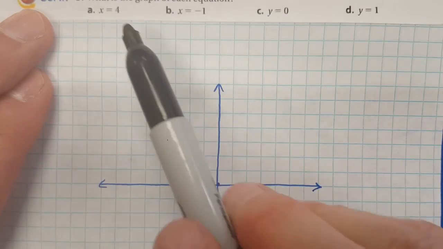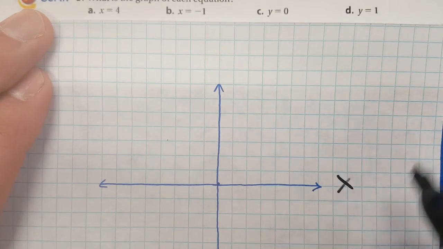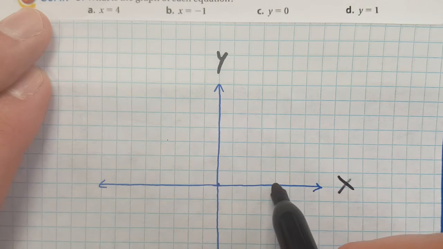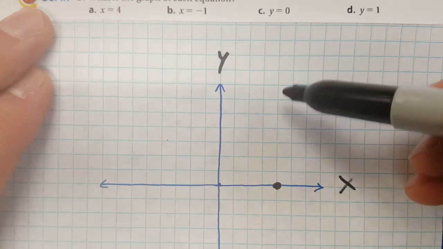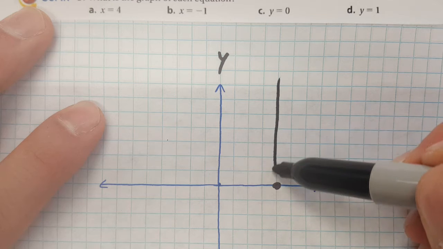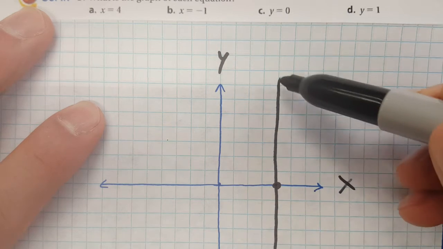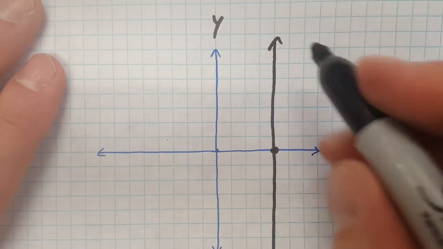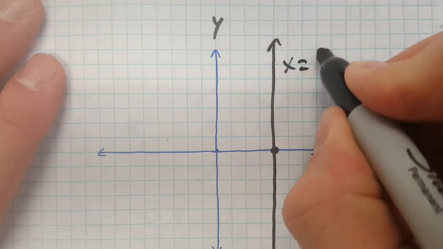Here we go. So x equals 4. First of all, where does x equal 4? Here's x, here's y. X equals 4. 1, 2, 3, 4. There we go. Now I'm going to make a vertical line. Okay. Every single coordinate point on that line is going to have a coordinate point of 4.